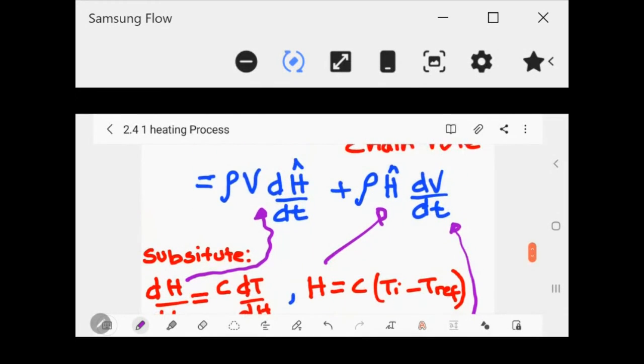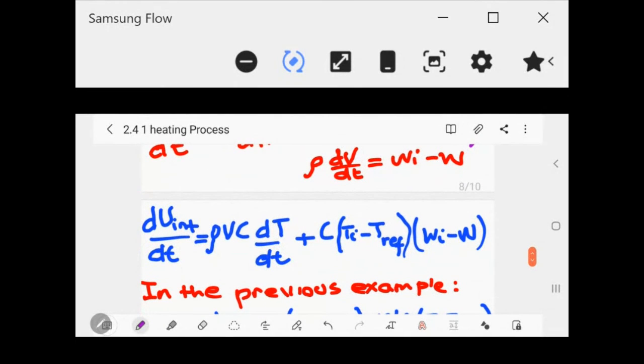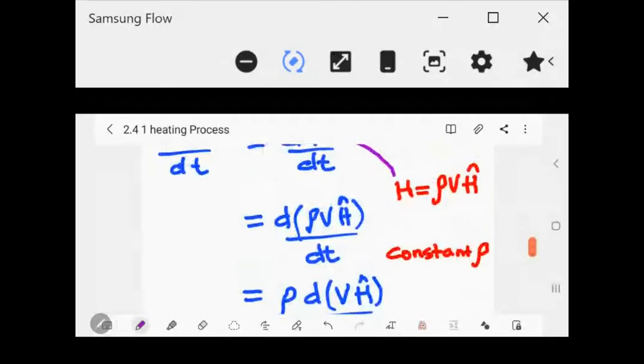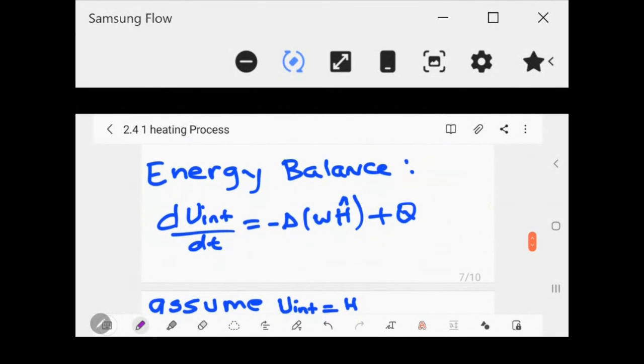Okay. So now that we have done the substitution, this is the equation that you're going to end up with. We have now successfully written our energy equation, our accumulation term, in terms of temperature. Okay. So we can move on. Remember the energy balance that we're working on is this one. So we're moving on to the right-hand side.